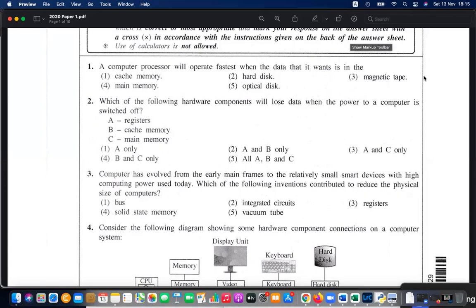So which cache memory is inside the processor? There are three levels: level one, level two, level three. Is it level one, level two or level three? All three? What do you think? One and two. Yes, one and two are inside. Sometimes two is also external.